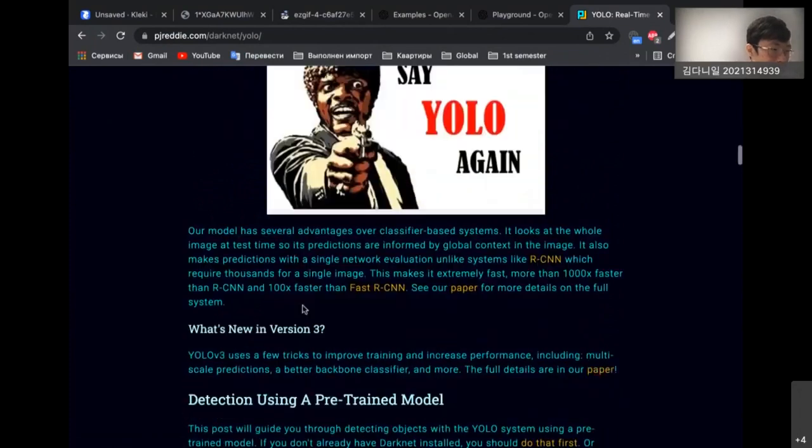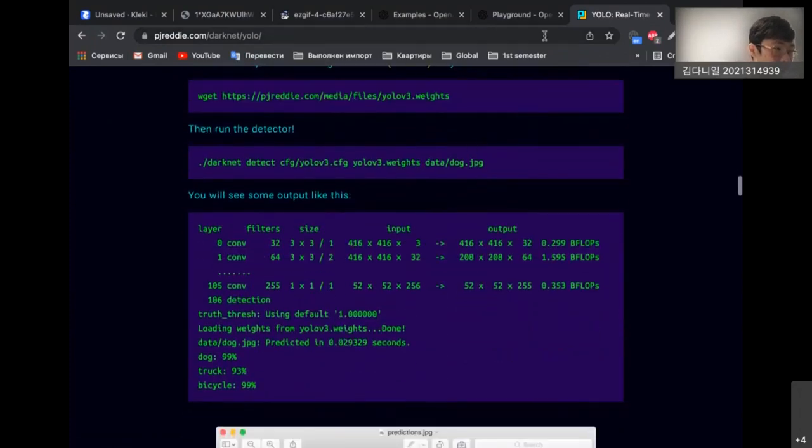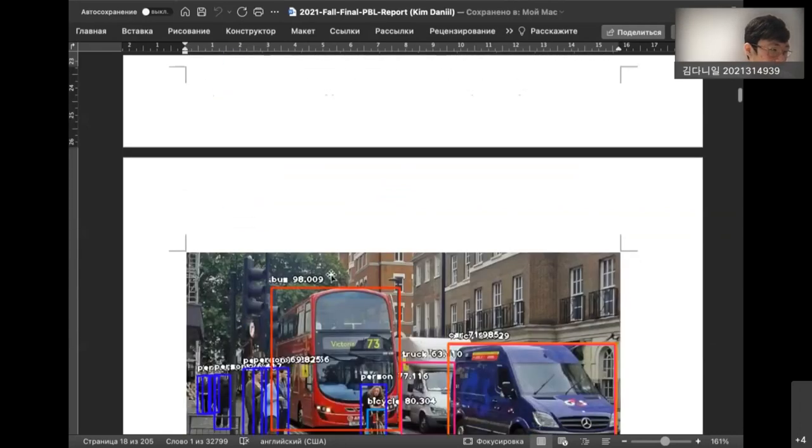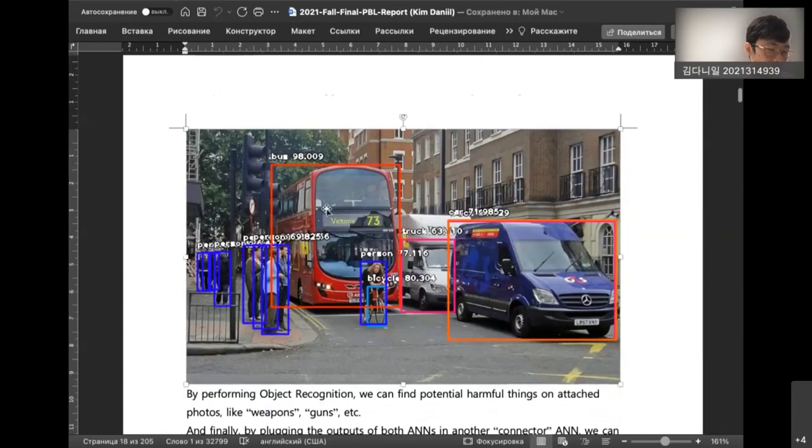There is a very thorough explanation, but in comparison with others, the speed of YOLO is 100 times faster than the usual image recognition AIs. Or, just as a proof of concept, we can use ImageAI, which is an easy to use Python framework with already trained image recognition artificial intelligence. So this is how ImageAI works, and this is a visualization of it.